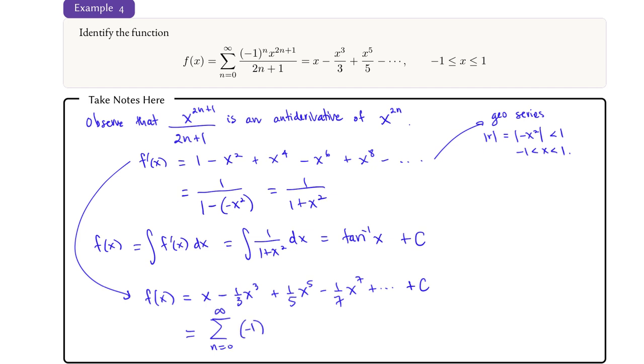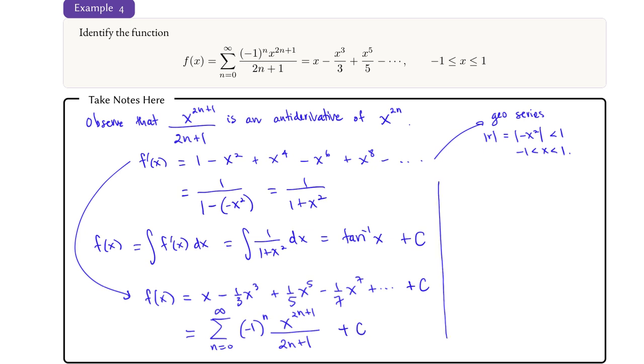This is an infinite series, alternating. x to the odd integers 2n plus 1. The denominator is also 2n plus 1. Don't forget to add a constant c when we find the antiderivative.